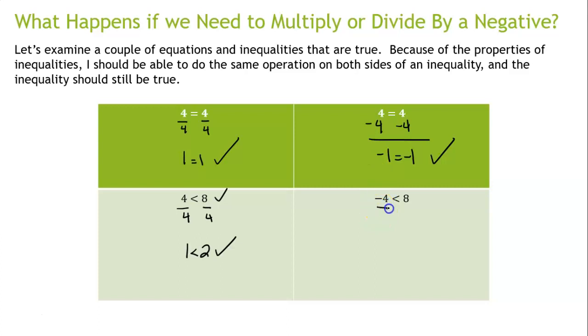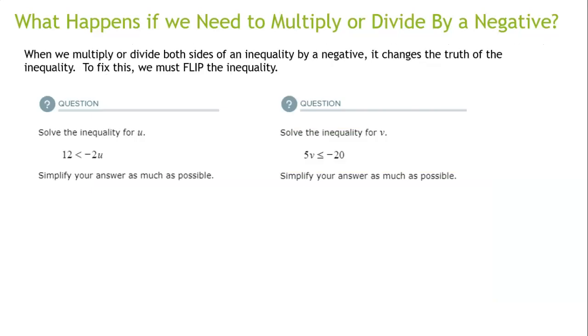But what if we need to divide by a negative? -4 divided by -4 is +1. Bring down my less than. 8 divided by -4 is -2. Is 1 less than -2? No, it is not. We have a problem whenever we need to multiply or divide both sides by a negative. That creates an issue where our statement now becomes untrue. When we multiply or divide both sides of an inequality by a negative, it changes the truth of the inequality. To fix this, we need to flip the inequality.